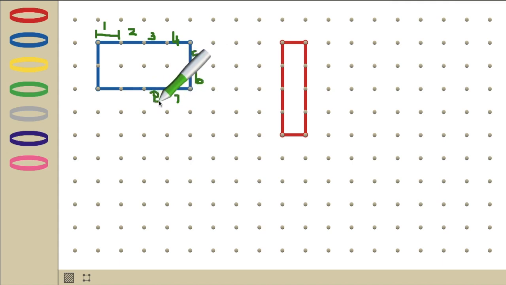Notice how I'm counting the units between the pegs. This would be 9 units. Ooh, that's an ugly 9. 10 units. And be careful, from here to here would be 11, the 11th unit, and finally from here to here, 12 units. So we'd say the distance around this rectangle would be a perimeter of 12 units. We don't know what those units are.